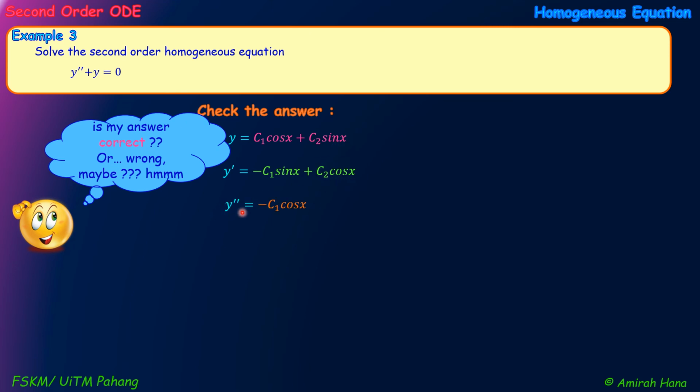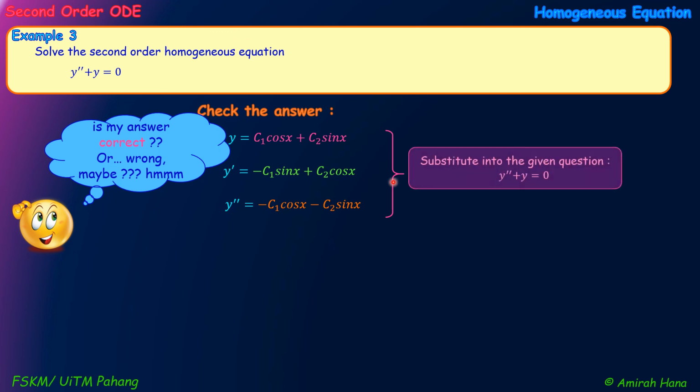Then we differentiate again, because we want to find y double prime, as from the given question we have y double prime here. So when we differentiate y prime, we get y double prime. Then we still have negative c1 here, the constant. Then we differentiate sin x, we get cos x, and then plus, we still have c2 here. We differentiate cos x, it becomes negative sin x.